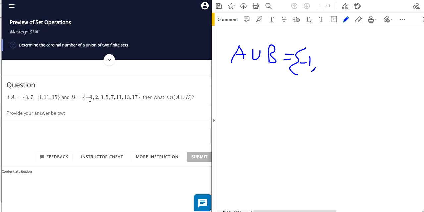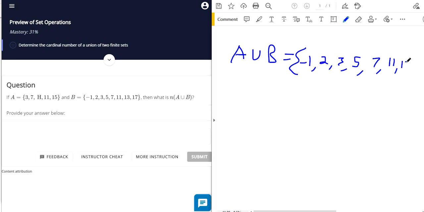So I'm looking at set B. That's the smallest number, -1, then 2, then 3 comes next. Do we have a 4 in either one? There's no 4. How about a 5? There's a 5 in B, so that's in our A union B. Just remember, we don't duplicate, right? No 6s. There's a 7. There's no 8s. We'll deal with that H in just a second. There's no 9s. There's no 10s. There's an 11.